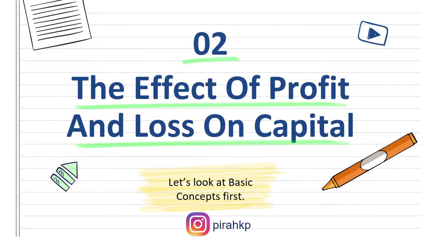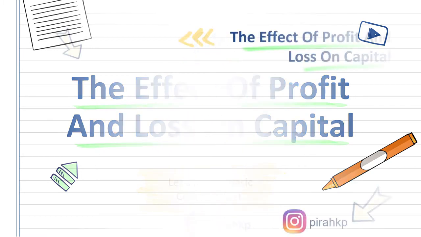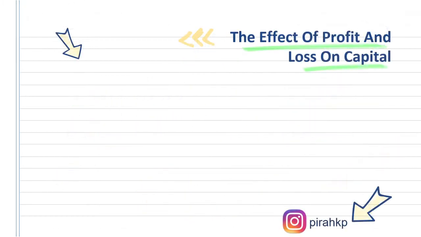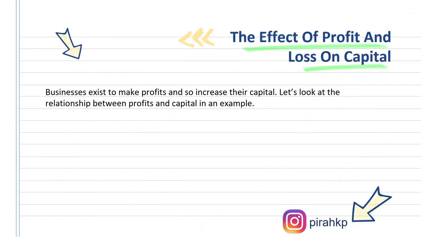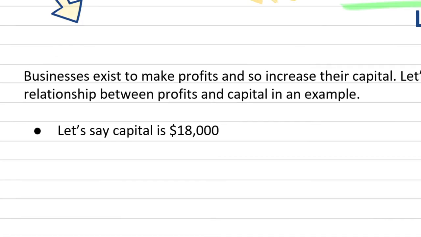Next, we are looking at the effect of profit and loss on capital. This is super simple. Alright. Why do you start a business? You start to make profit and to increase your capital. Capital is the amount that you invested in your business. Alright. So let's say capital is 18,000.